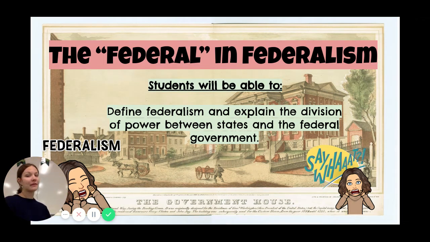Today we'll be talking about federalism. For today's assignment, you should be able to define federalism and explain the division of power between states and the federal government. That sounds like a pretty wordy and big thing that we're going to be able to do, but really, we're just learning what federalism is and what the difference is between the federal government and the state government.